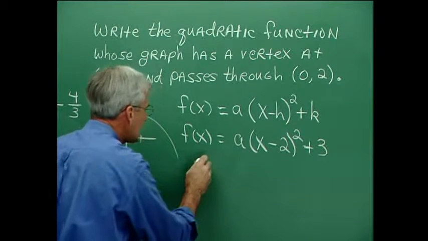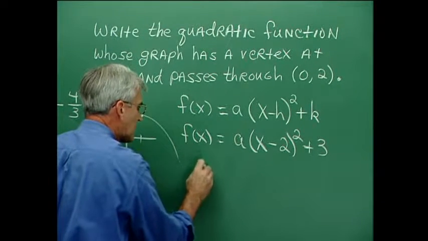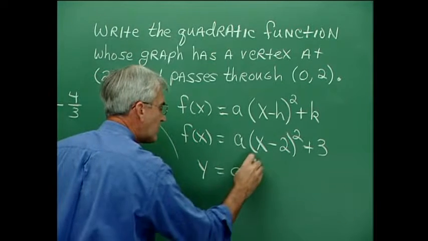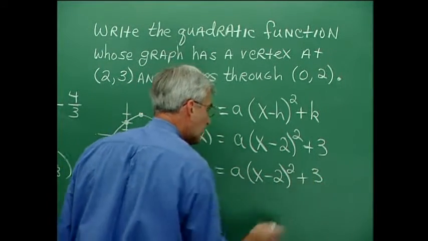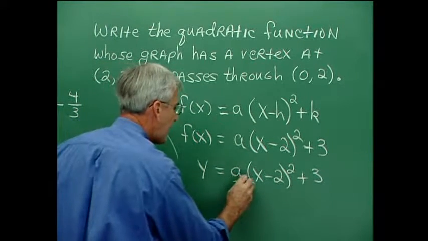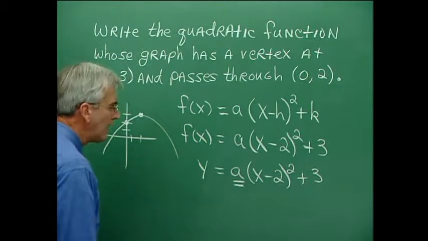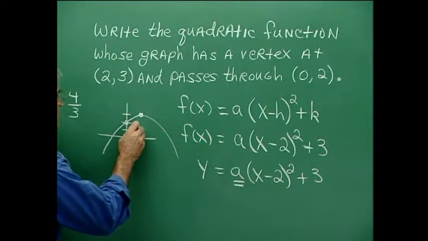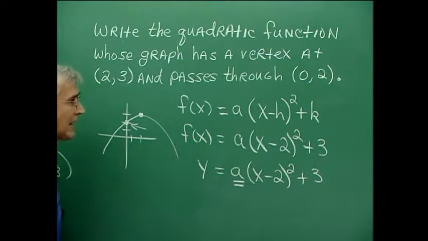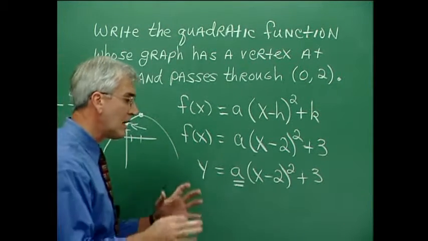Now, we can write f of x as y equals a times x minus 2 squared plus 3 if we want to. The trick here is to identify the value of a. Now, how do we do that? Well, it turns out that we use the information about the coordinates of that point that's on the graph. And the way we use it is like this.